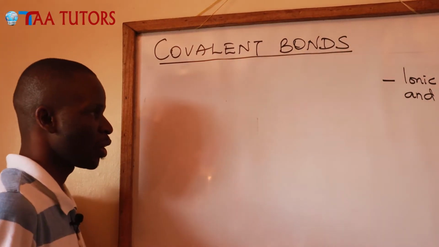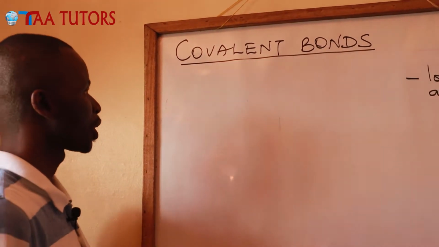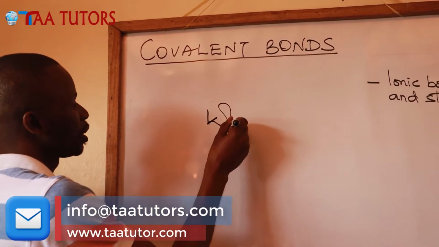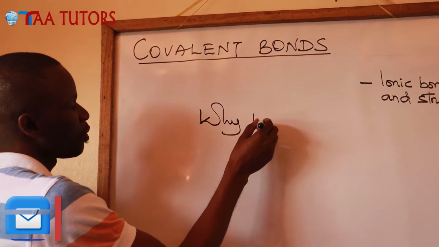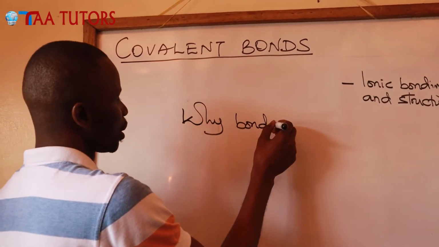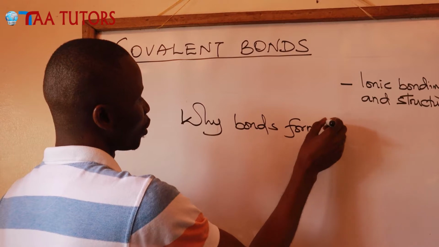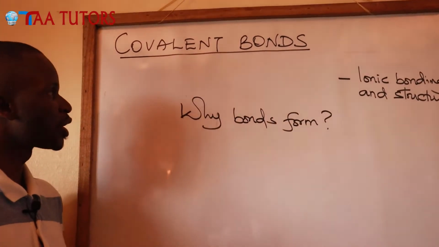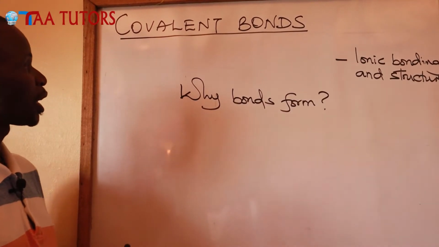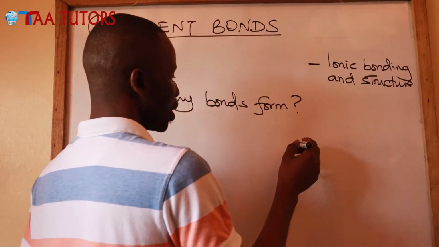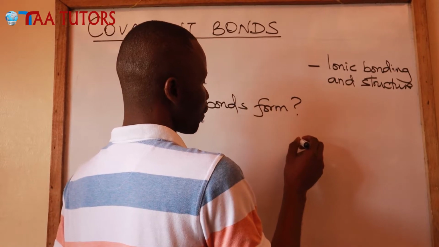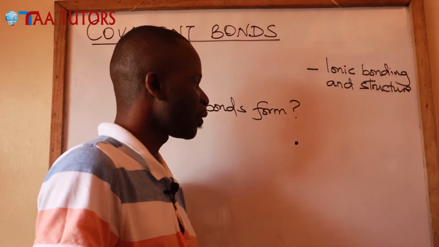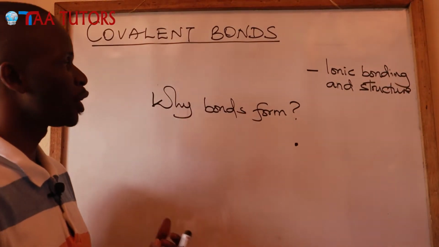Earlier on, when I was explaining how ionic bonds form, we talked about why bonds form. We agreed that bonds form because the atoms involved are not stable. And the same thing applies in covalent bonds. In ionic bonds, electrons are transferred from the outer energy shell of one atom to the outer energy shell of another atom. That is complete transfer of electrons.